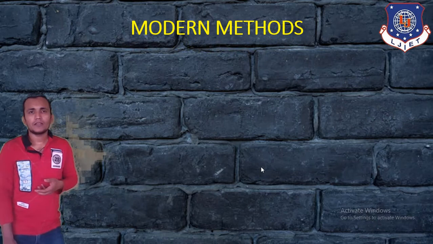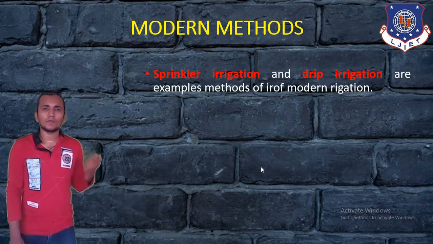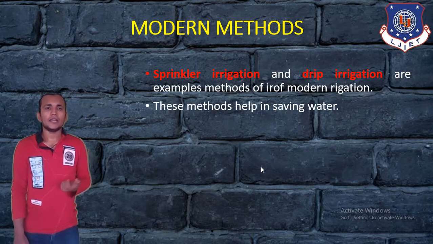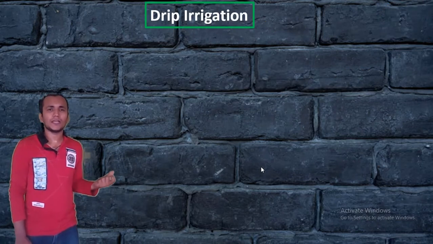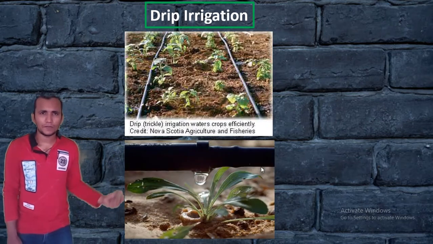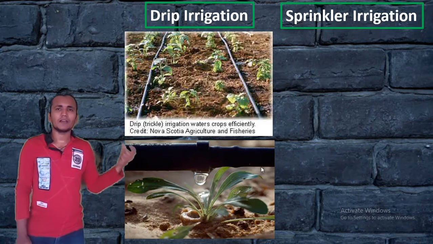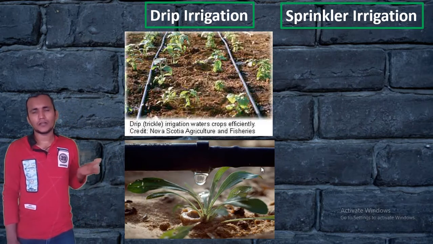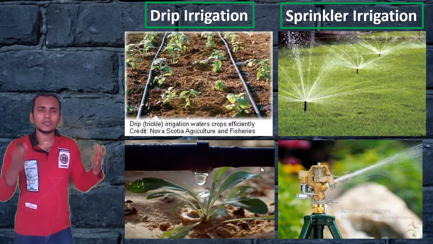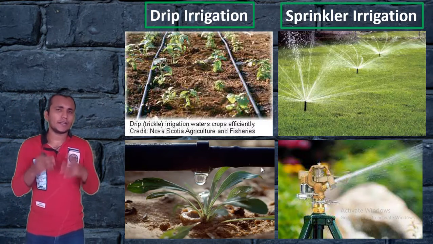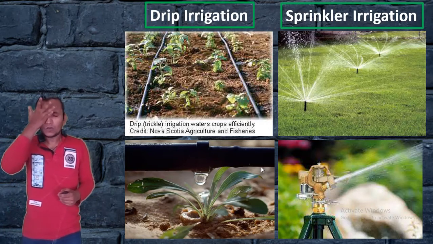Now the modern methods. We know that sprinkler irrigation and drip irrigation are examples of modern irrigation systems, and these methods help in saving water. This is a picture of the drip irrigation system that we already discussed, and that is the sprinkler irrigation system. In this sprinkler irrigation you can see the picture. So these are the modern techniques of drip irrigation and sprinkler irrigation that are already available here also.